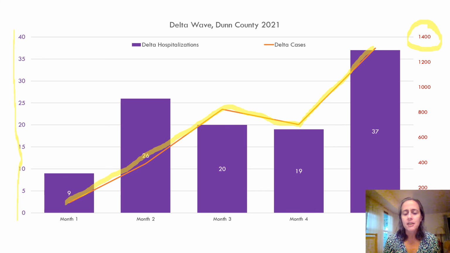So this allows us to see the difference in the columns and still see that there's a proportional relationship to the number of cases, which was pretty well maintained for the last 3 months. But we're not trying to compare the absolute number of cases to the absolute number of hospitalizations, because we can't when they have different axes. We can see the ratio and that there is a relationship there. Okay, so always check your axes.